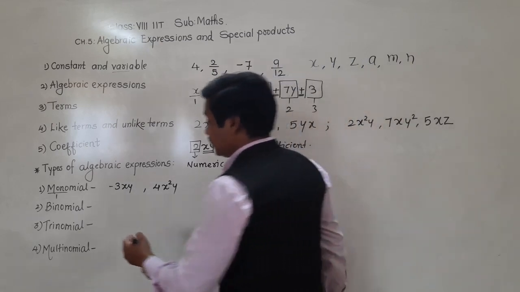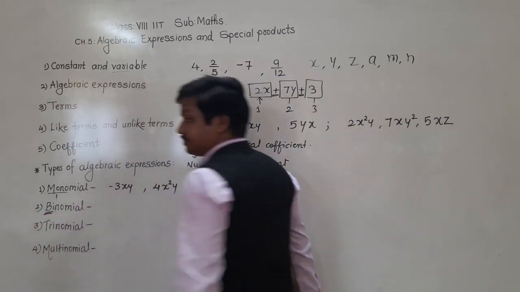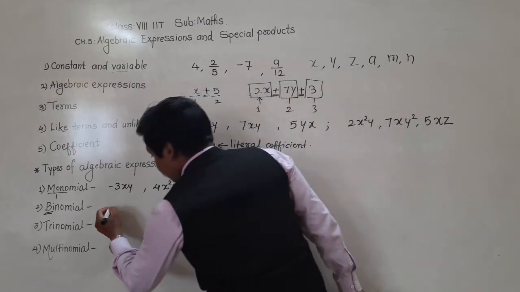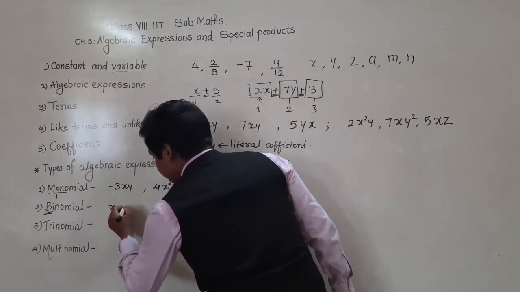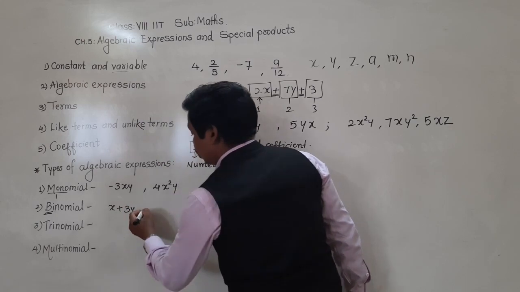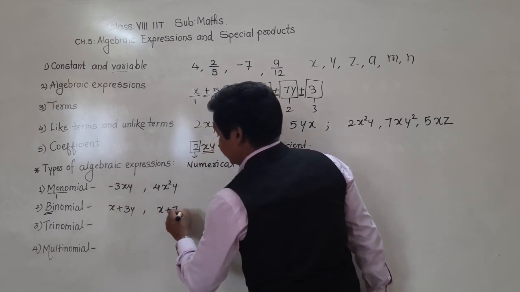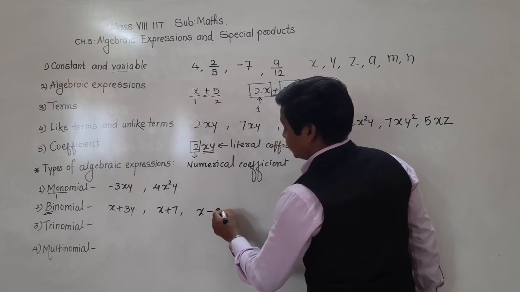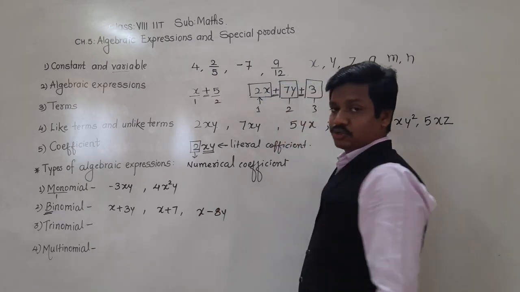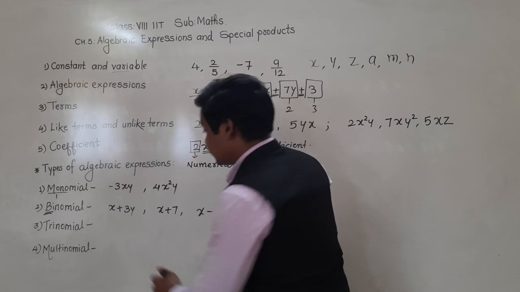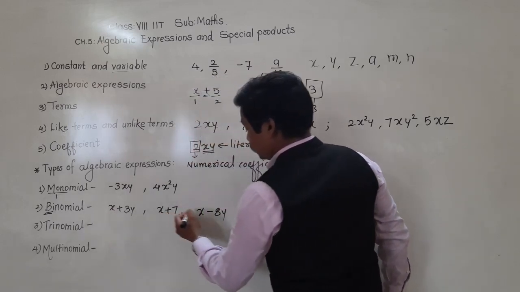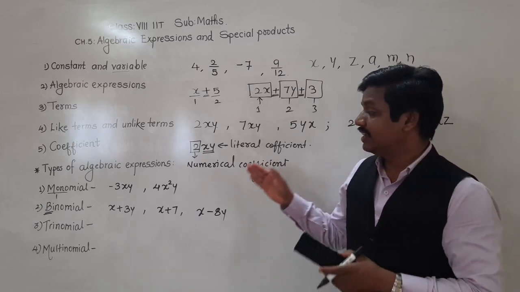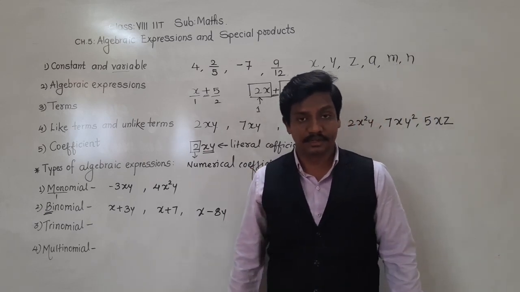Okay. Binomial. Bi indicates two. There will be two terms, like x plus 3y, or x plus 7, x minus 8y, or so on. So there are two terms here, 1, 2, 1, 2, 1, 2. Correct? There are two terms. That's why they are said to be binomial.